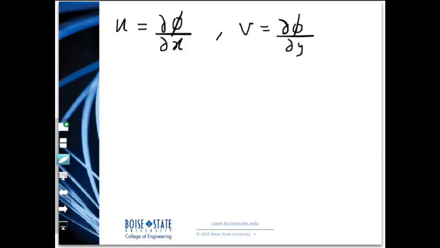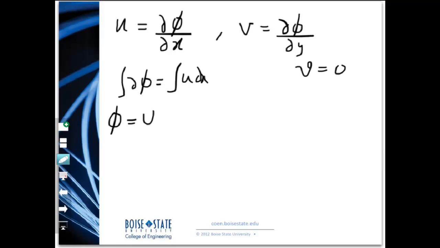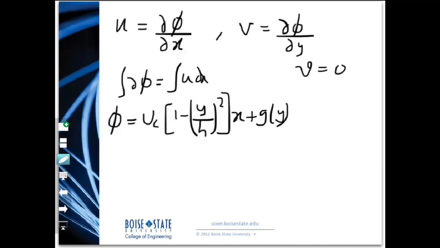Okay, again, v is 0. We should remember that. That's very important in the problem. And the integral of ∂φ equals the integral of u ∂x. So I can compute this easily as shown, and we'll end up with an integration constant which can only be a function of y.